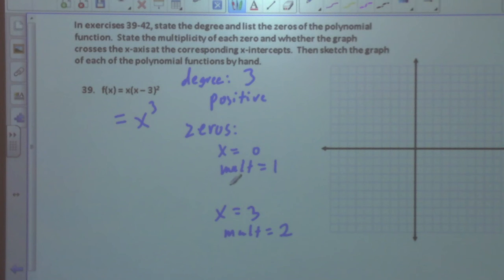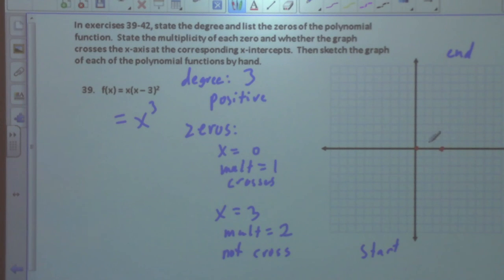Okay, crosses or does not cross? At 0, do we cross or not cross? Crosses. And then at 3, do we cross or not cross? Not cross. Why do we know it doesn't cross here? Because we have a multiplicity of 2. And so now, are we going to start low, end high, start high, end low? We're going to start low and end high, and we mark our zeros here at 0 and at 3.